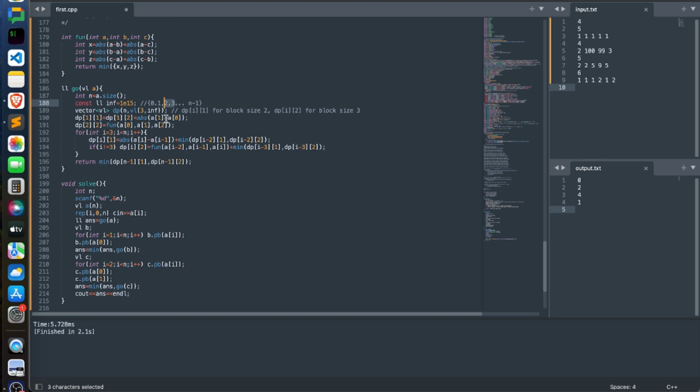Similarly for a block of size 3, that is dp of i,2. So 2 is for blocks of size 3. That is going to be the minimum of fun of these three numbers plus dp of i minus 3, 1 and 2, right? And at the end just return the minimum at n minus 1, that is, the block of size 1, or block of size 2, or block of size 3.